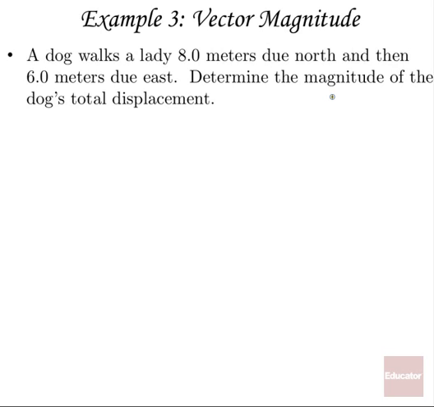Determine the magnitude of the dog's total displacement. Well, if the dog walks the lady 8 meters due north, we'll have a vector 8 meters north, and then 6 meters east. Determine the magnitude of the dog's total displacement. All right, well, if we started down here, I've lined these up tip to tail, so the total displacement, which is the straight line from where you start to where you finish, is going to go from here right to there. That's the displacement. How do we find the magnitude of that? Well, if you look, that's a right triangle.